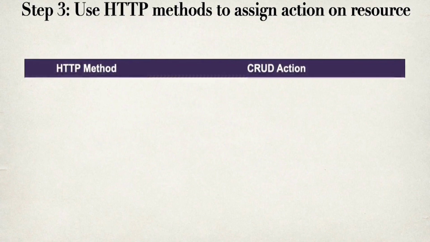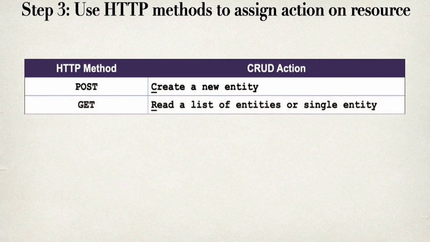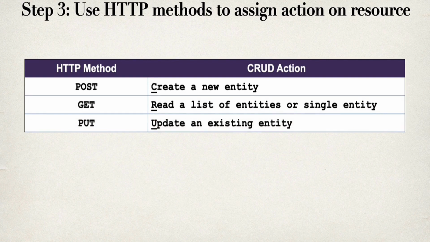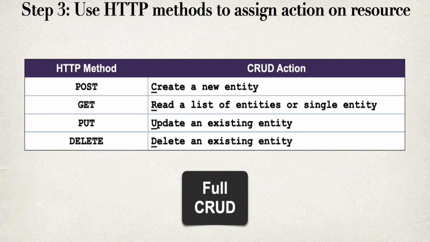Moving ahead to step 3, we need to use the HTTP methods to assign an action on a resource. Here, for a given POST method, we'll use that for creating a new entity. And then for a GET method, we'll use that to read a list of entities or a single entity. Then we'll use the PUT method to actually update an existing entity. And then we'll also use the DELETE method to delete an existing entity. Effectively here, we'll have full CRUD support by specifying the appropriate HTTP method in our operation. And this is the actual best practice that's used for real-time projects.